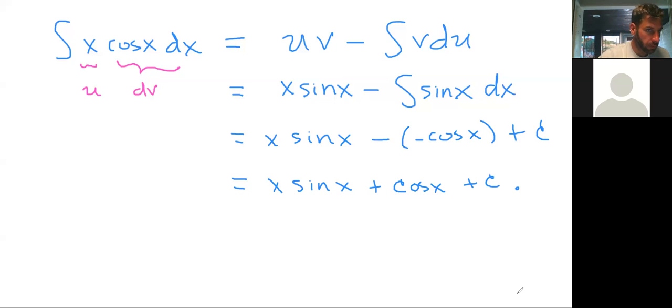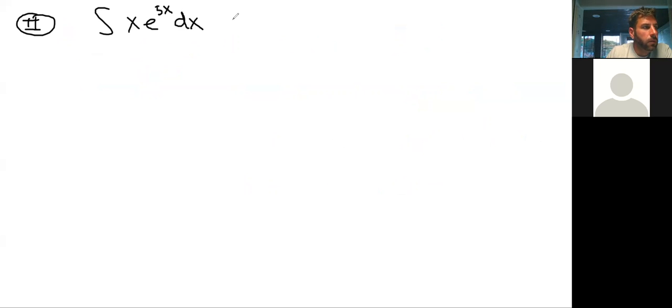Okay, let's do another one. We'll go a little faster this time. Suppose now we want to integrate x times e to the 5x dx. So here's what my thought process is. Once again, I have the product of two functions in there. I have x, and then I have e to the 5x.